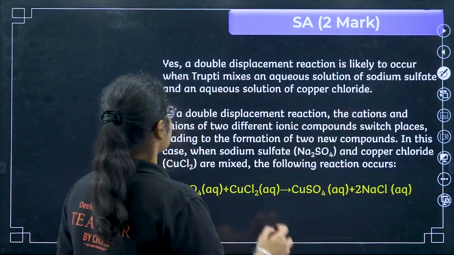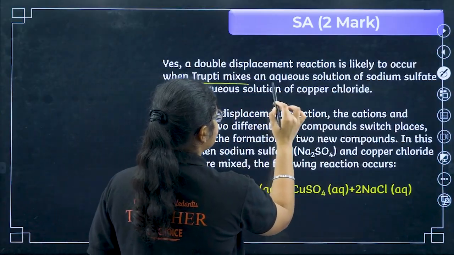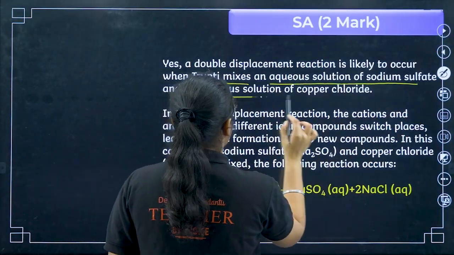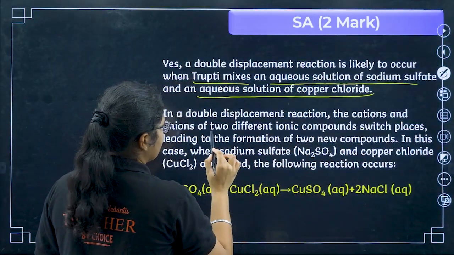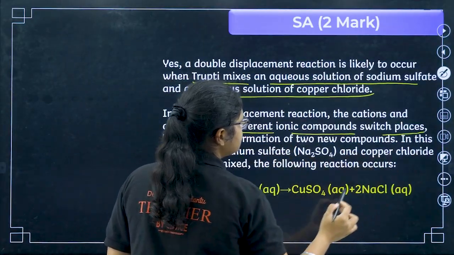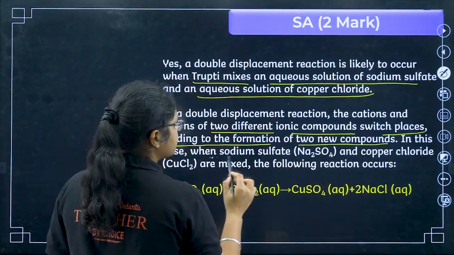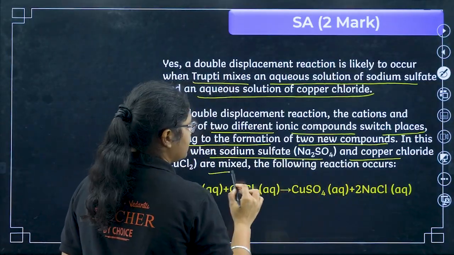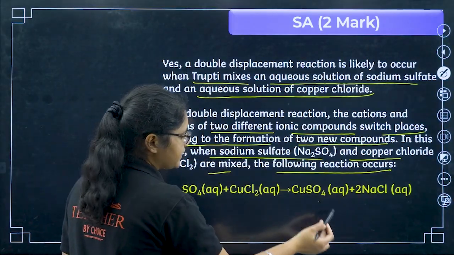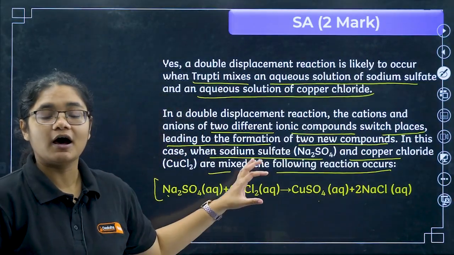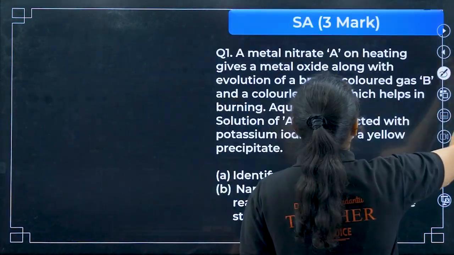Let's see. Yes, a double displacement reaction is likely to occur when Tripti mixes an aqueous solution of sodium sulfate and copper chloride. In a double displacement reaction, the cations and anions of two different ionic compounds switch places, leading to the formation of two new compounds. In this case, when sodium sulfate and copper chloride are mixed, the following reaction takes place. So you can see the cation and anion are exchanged. So that is why we will get a double displacement reaction here.